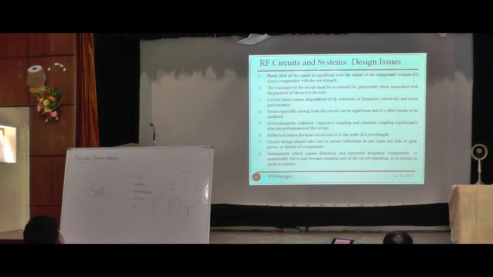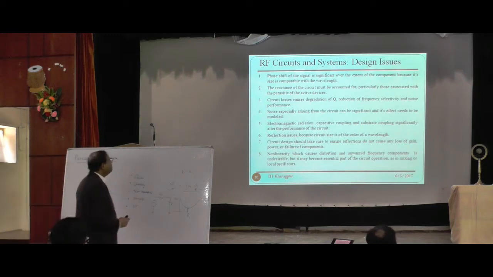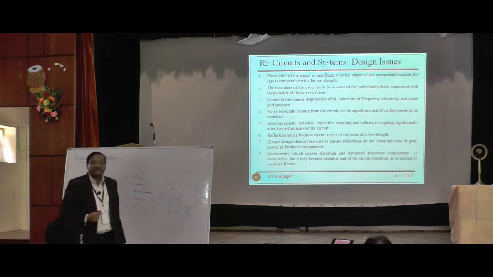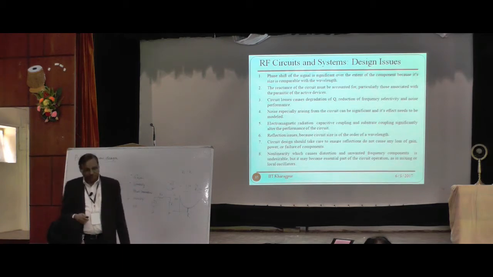Phase shift of the signal is significant over the extent of components because its size is comparable with the voltage. Have you understood this point? That's fine. Go to the second point. The reactance of the circuit must be accounted for, particularly those associated with the parasitics of the active device: transistors, CGS, CDG. Clear? You have understood that point?